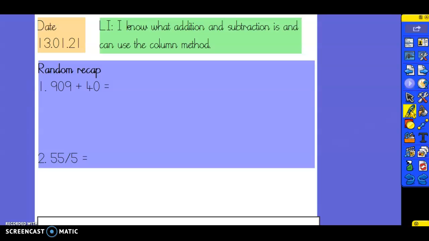Right, so well done to those of you who have had a go with these two questions. Let's go through the answers now and see how well you did. So, first question, 909 plus 40. Well, we always start with the largest number, which is 909, and add 40, making sure that we get our numbers in the correct columns. Remembering that our right hand side column, the ones, followed by the tens, followed by the hundreds.